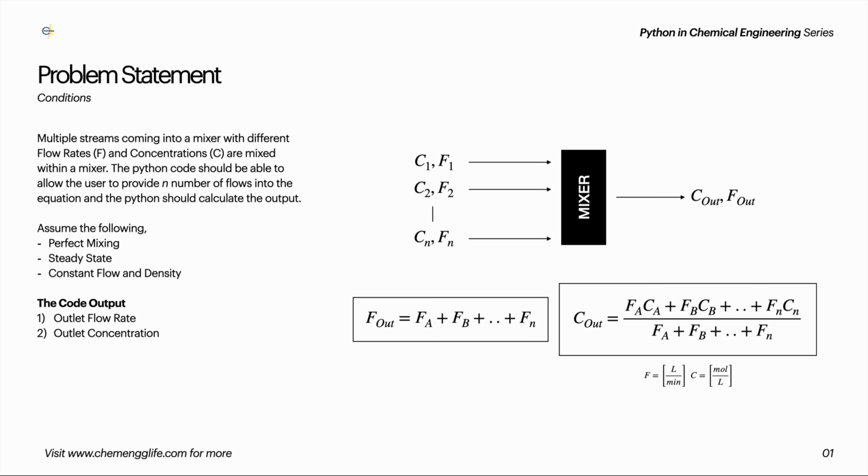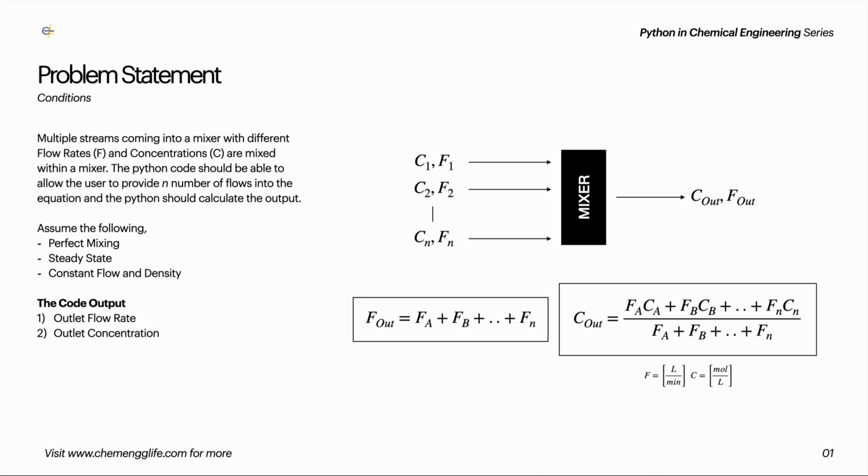In this video, we are going to be looking at a scenario where you have n number of streams. That means it could be 10, it could be 50, it could be 100. So we would like to write a Python code that calculates the outlet concentration and the outlet flow rate for n number of streams. Now, obviously, the outlet flow rate can be calculated as the sum of the incoming flow rates of all the streams, whereas the concentration is calculated as the sum of the product of the flow rate and the concentration of each stream divided by the total outlet flow rate.